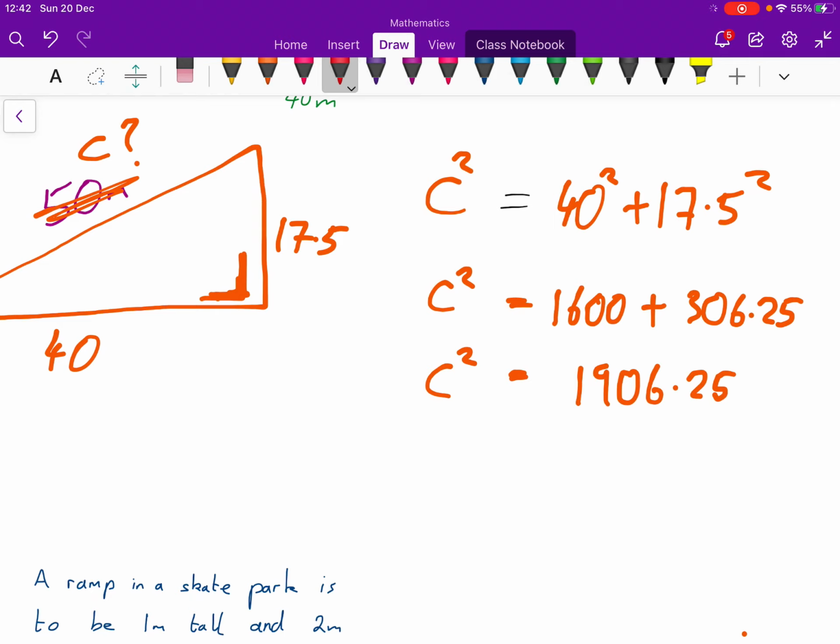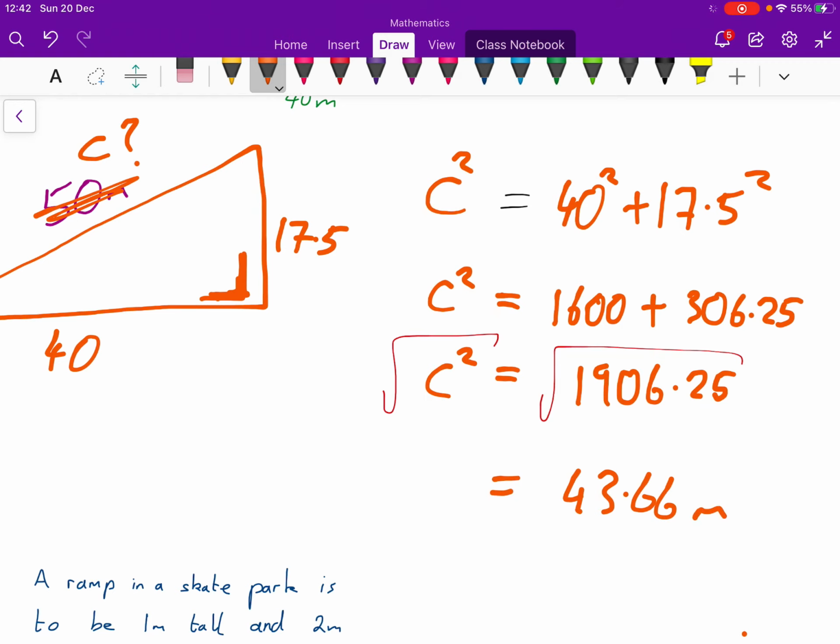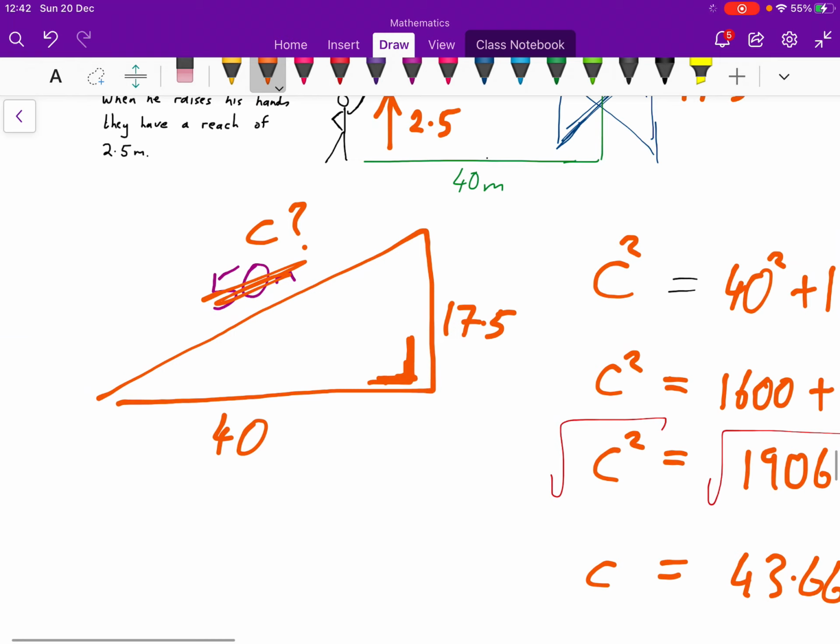That means we've got to get the square root again, yeah? Square root time. So what is the square root of 1906.25? The square root of 1906.25 is 43.66 meters. So the length of C is only 43.66 meters. We can see that the 50 meters we had there is far too long.